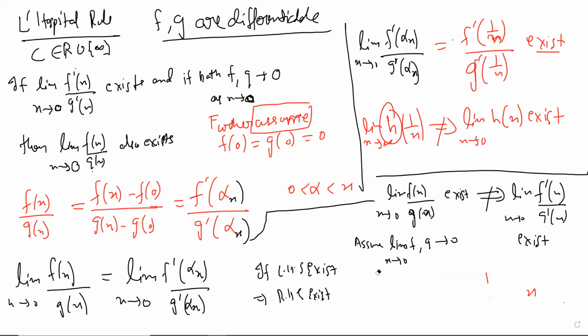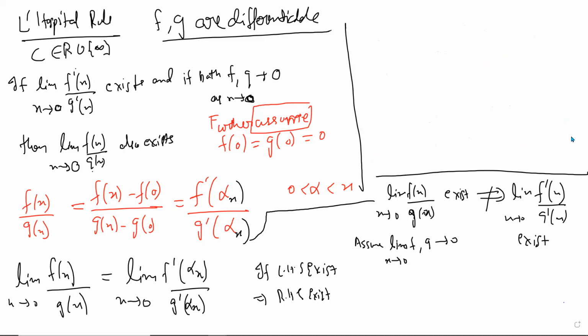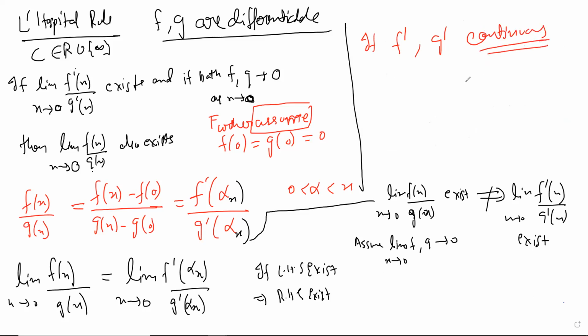So this is all okay. You can go through it again later and ask, but right now let's move to this. Now the point is that if f dash and g dash are just continuous, if they are continuous, no, even then we can't say that f dash by g dash.